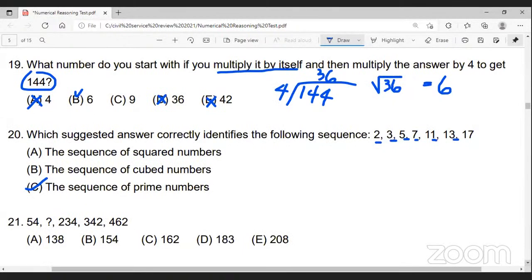Prime numbers, the factors that a prime number has are only the number itself and 1, just like 2. The factors are only 2 and 1. 5 only and 1. 7, and so on. So they are prime numbers. 21st item. 54. What's the next number? The number after the unknown is 234. Next is 342, 462. So what's the unknown in the sequence?